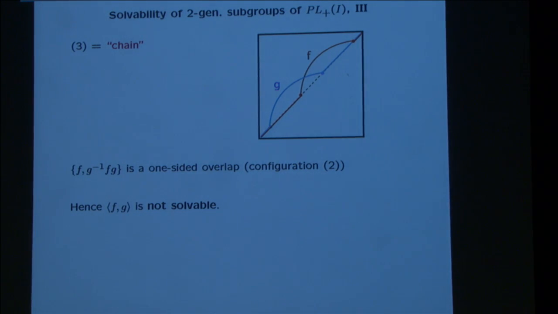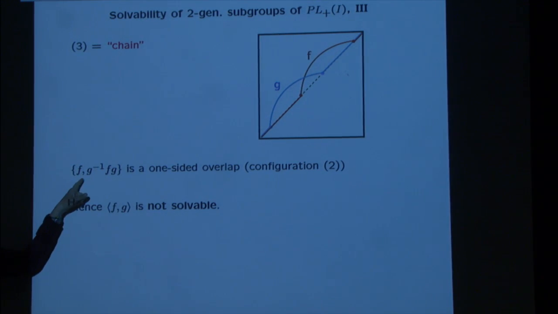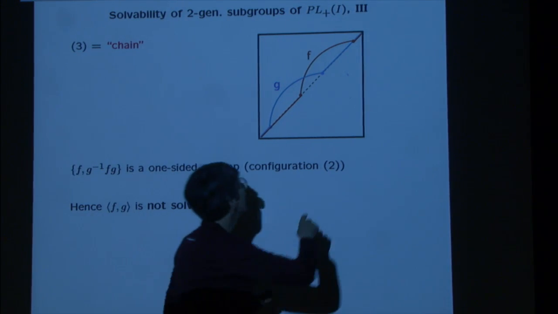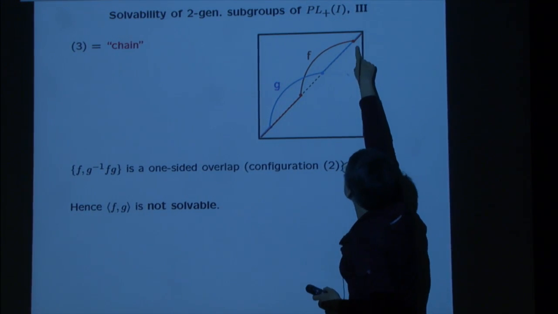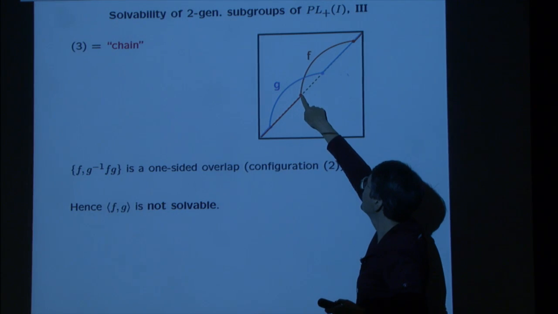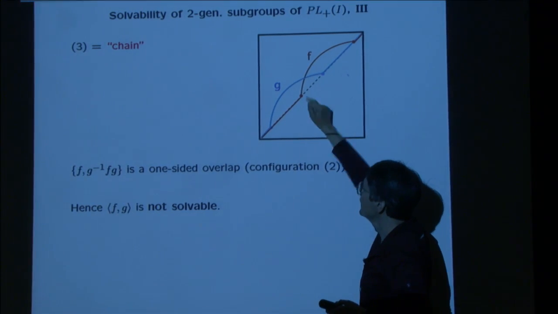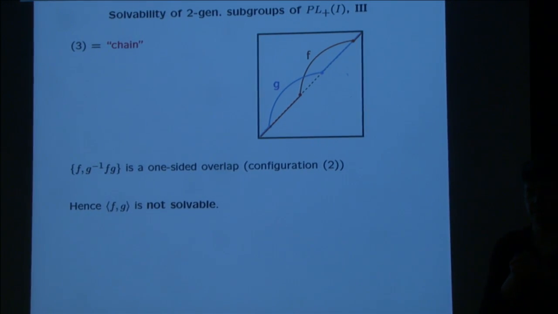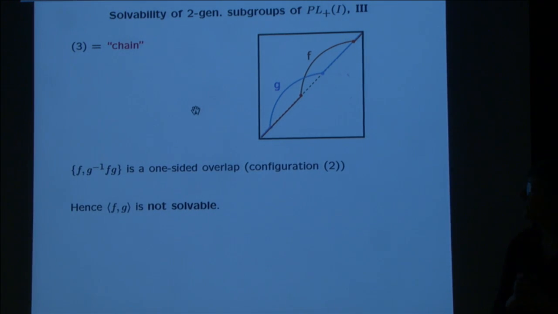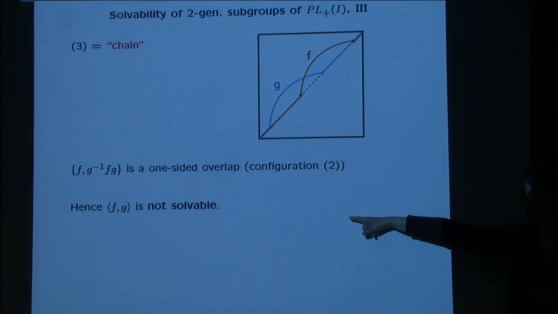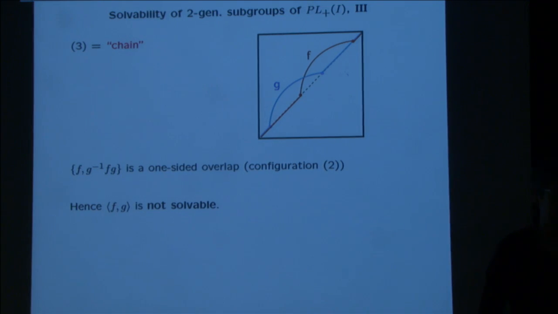Okay, how about if I've got a chain? I've got this picture. Well, this time what I'm going to do is take a look at F and G inverse FG. What's going to happen there? Well, again, G inverse FG, it's not going to shift that endpoint at all, but it's going to move this one up here, and I'm going to end up with a one-sided overlap. And we just said one-sided overlaps gave you not solvable, so we've got to be not solvable.